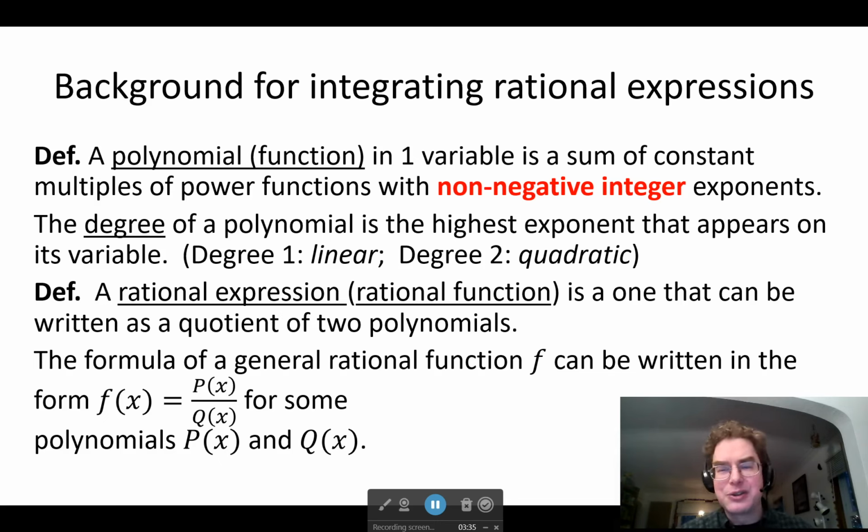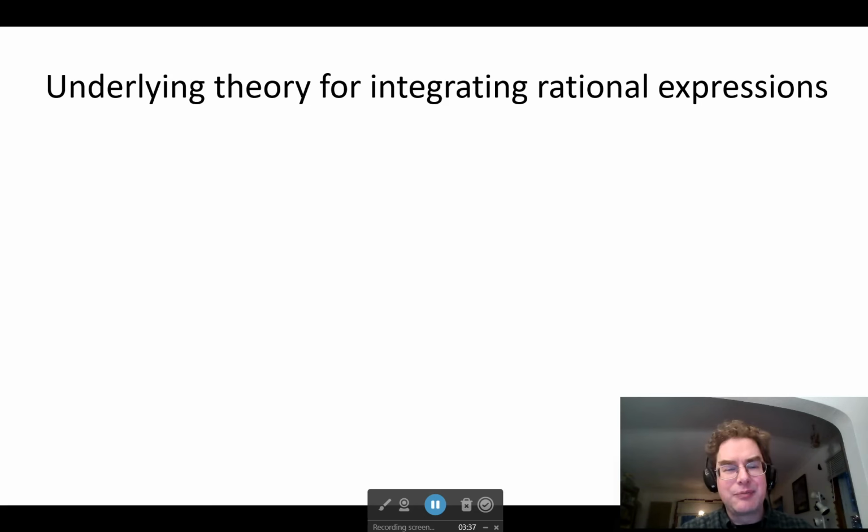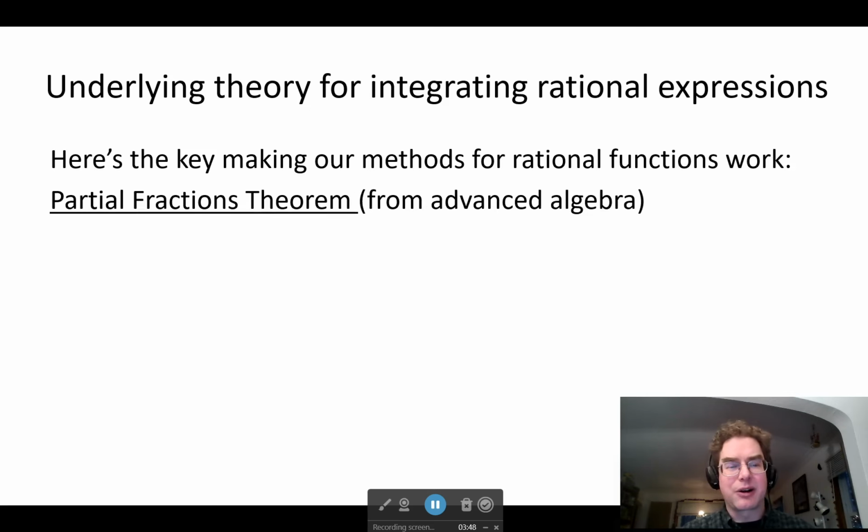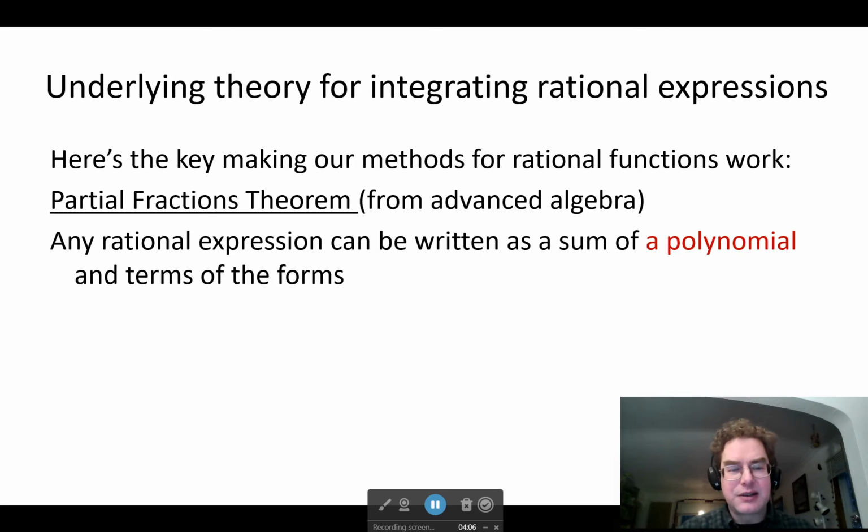And how are we able to do that? Well, the real hero behind the scenes here is the partial fractions theorem. This is the key result that really allows all these techniques to work. The partial fractions theorem, and this is a theorem from advanced algebra, certainly not the kind of thing that we're going to examine in depth in this course. It's way beyond the scope of calculus. But here's what the theorem says.